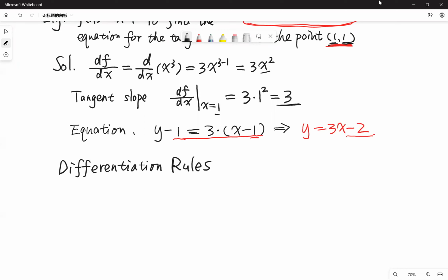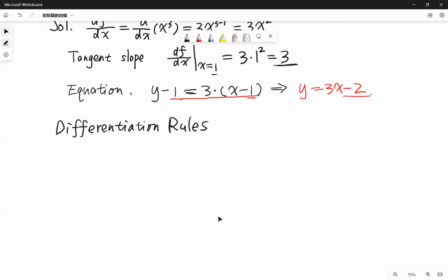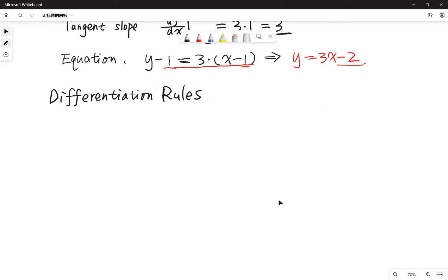These rules are very important for us to calculate. So I hope you can remember these rules here. The first one is called the sum rule.